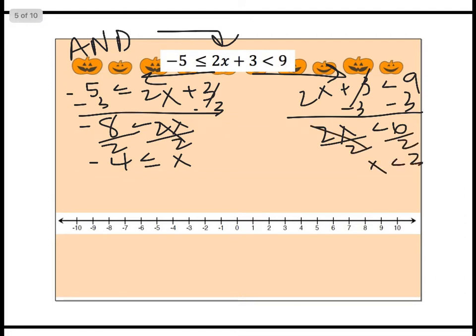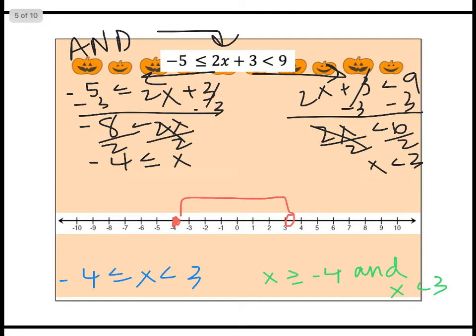So again, two ways to write my solutions. I can write it as negative 4 is less than or equal to x and less than 3. That's one way. If you like to have them split, I could say x is greater than or equal to negative 4 and x is less than 3. When I'm going to graph it, x has to be greater than or equal to negative 4. Again, that should be shaded in. 3 should be open. And then I will connect those.